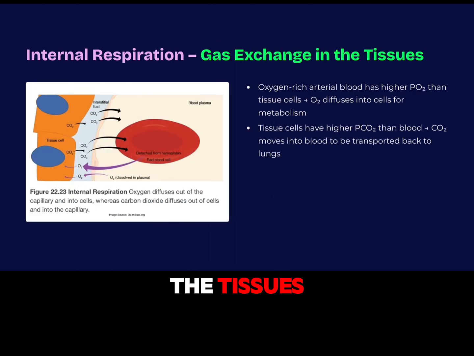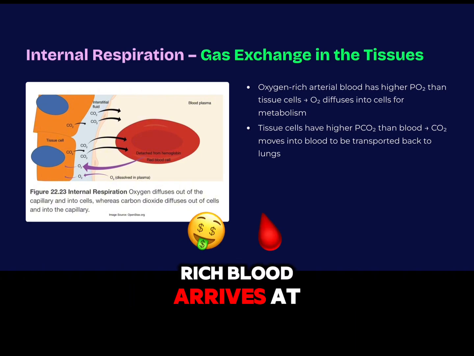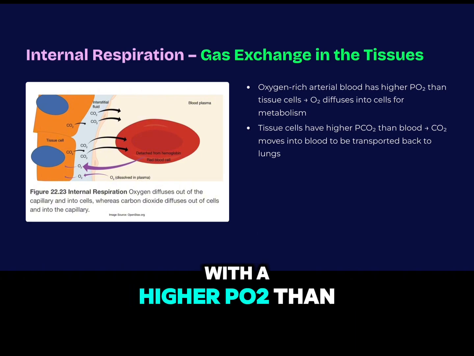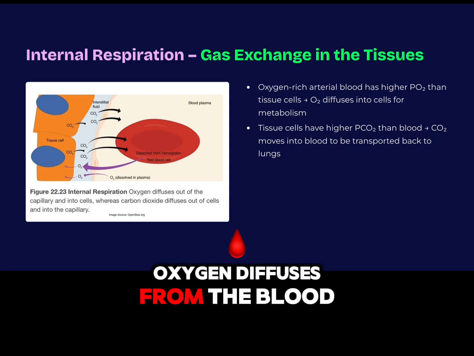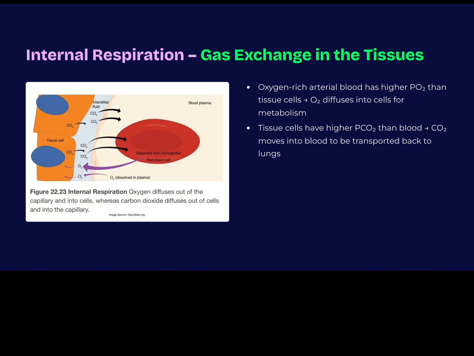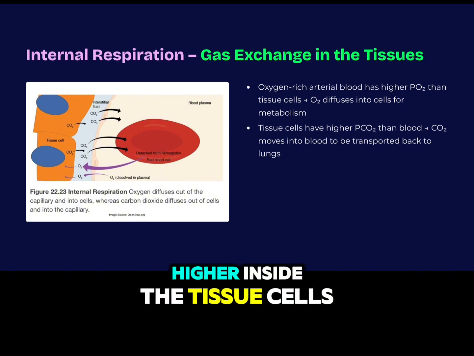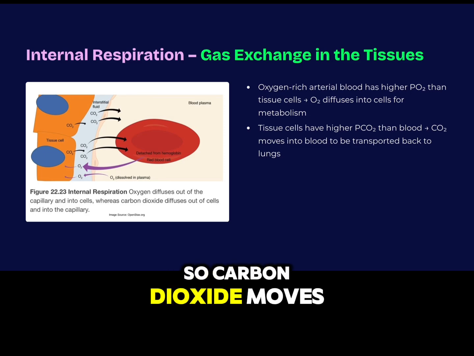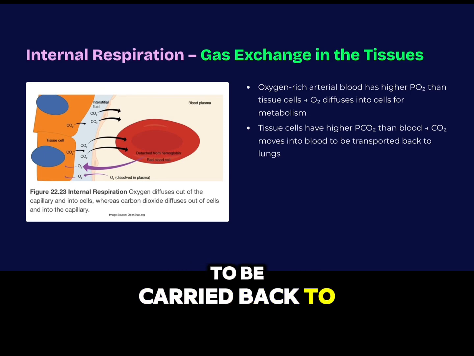In the tissues, in internal respiration, oxygen-rich blood arrives at body tissues with a higher PO2 than tissue cells. Oxygen diffuses from the blood into the cells where it is used for metabolism. Conversely, the PCO2 is higher inside the tissue cells, so carbon dioxide moves from the tissues into the blood to be carried back to the lungs.